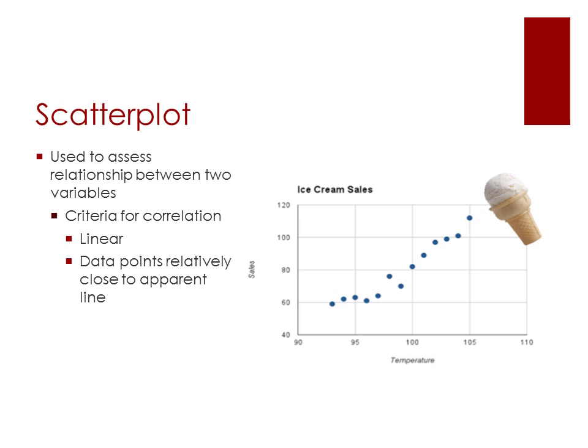Now, there are two requirements for doing a scatterplot. First of all, the correlation has to be linear. As we can see in the example on the right, that's a roughly linear correlation between sales and temperature. As the temperature is going up, there are more sales. The data points also have to be relatively close to the apparent line.